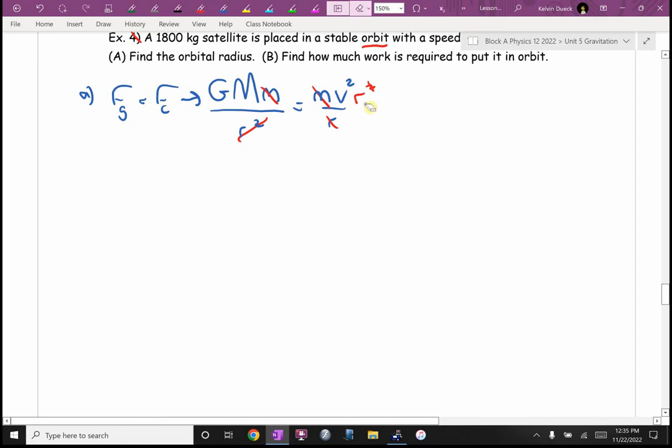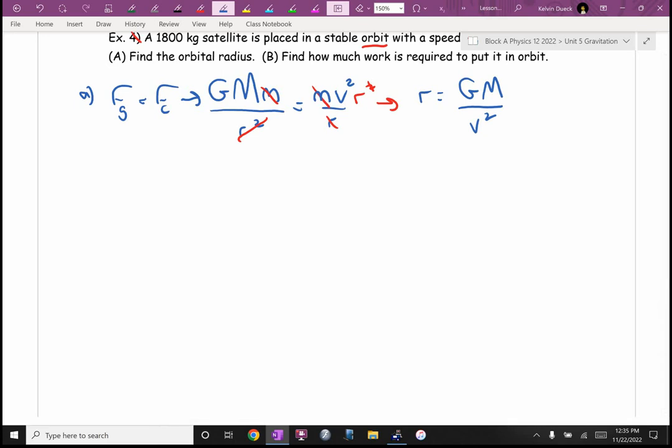Lena, I need to get the r by itself. How will I move the v squared over? Yeah. That's going to give me r equals big G, big M over v squared. Do I need to square root? Nope. No squared on the r, so no cube root. The r is by itself.